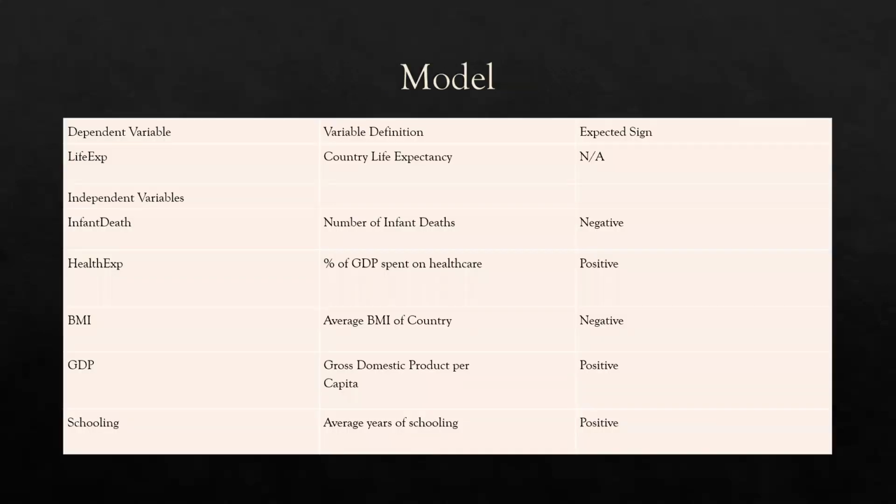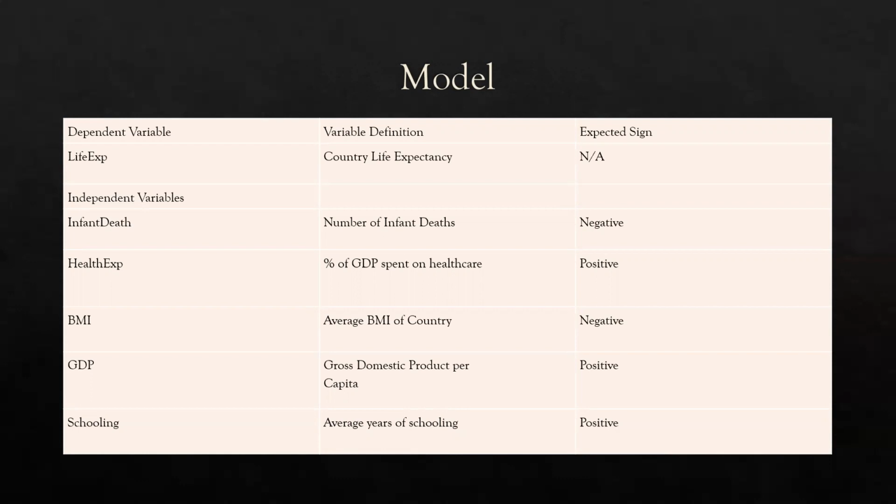Here's the model with the dependent and independent variables. Life expectancy will be our dependent variable. Obviously, the sign is not applicable. The first independent variable is infant deaths. This is just the number of infant deaths a country has in a certain year. The expected sign with life expectancy is negative. Obviously, if we expect a country to have more infant deaths, we expect the life expectancy of that country to go down.